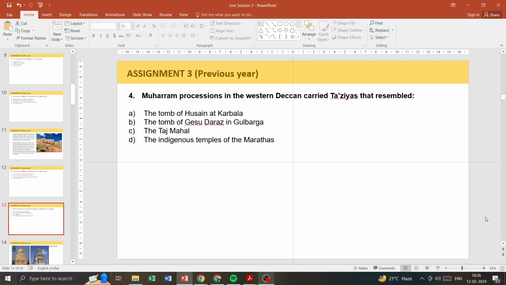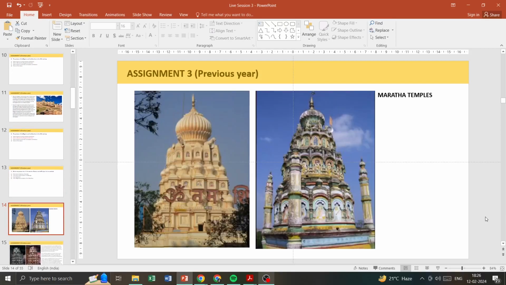Question number 4. Muharram processions in the western Deccan carried taziyas that resemble the tomb of Hussein at Karbala, the tomb of Gisu Daraz in Gulbarga, the Taj Mahal, the indigenous temple of the Marathas. So these are a few examples of 18th and 19th century Maratha temples, which have heavily borrowed from Mughal architecture, in the sense that the Amalaka on top of the Shikhar has been replaced by domes. We see small minarets here, and then there are different arches being used. So, this is a typical example of Maratha temples during the 18th and 19th century.